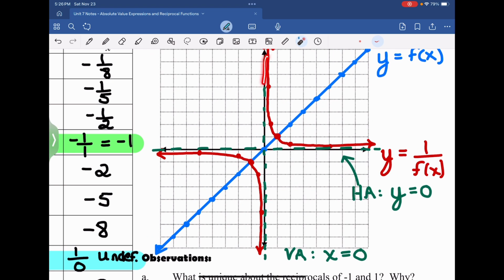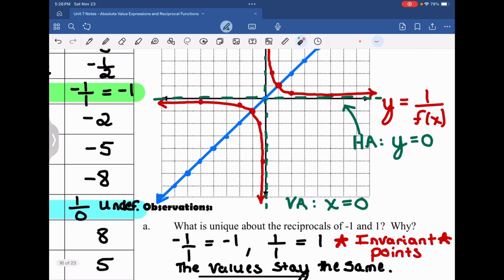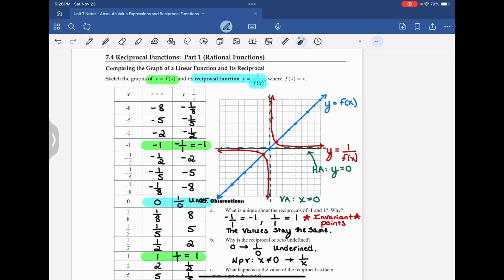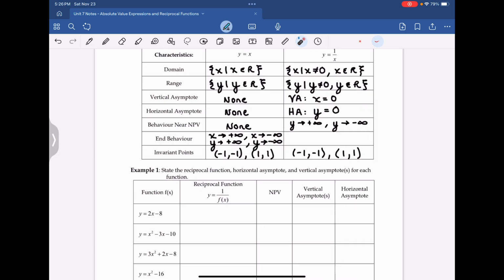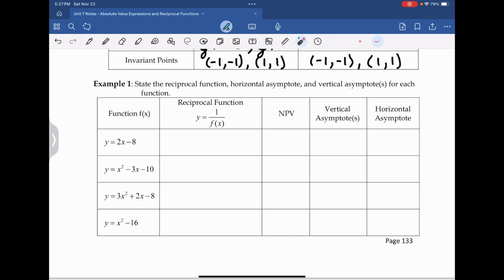Just to show that, let's flip back. If this is where our non-permissible value is, what did the y's do in that region? They either went all the way up to positive infinity or all the way down to negative infinity. Excellent. Okay, now let's go to this table here below. State the reciprocal function, horizontal asymptote, and vertical asymptote for each function, and then that will be good for us.